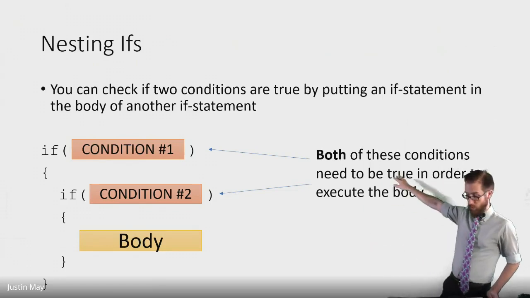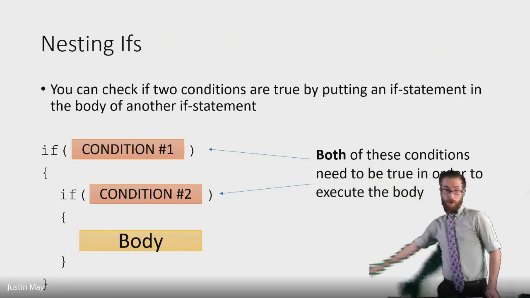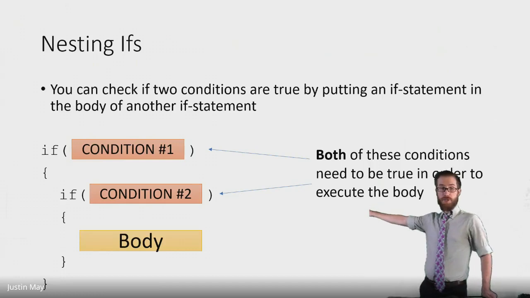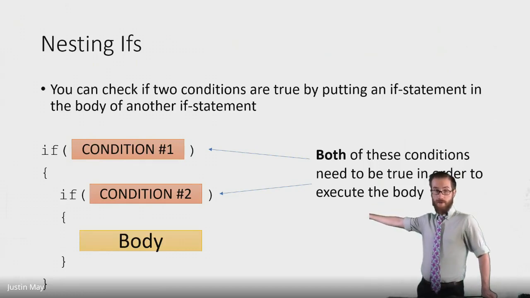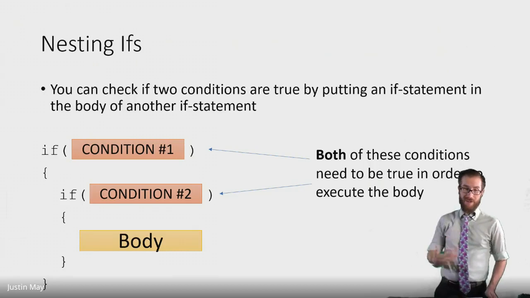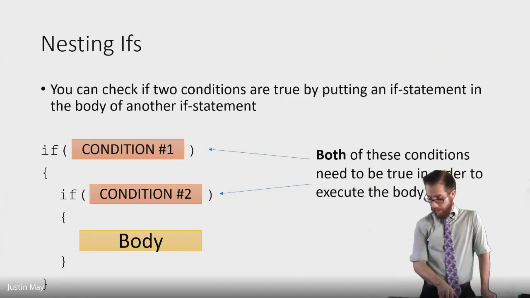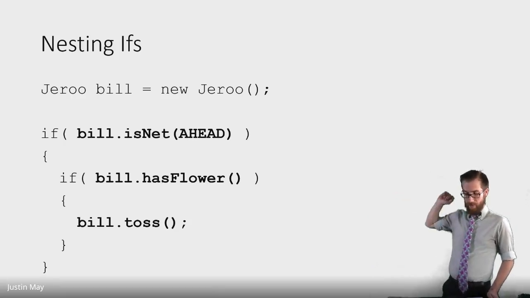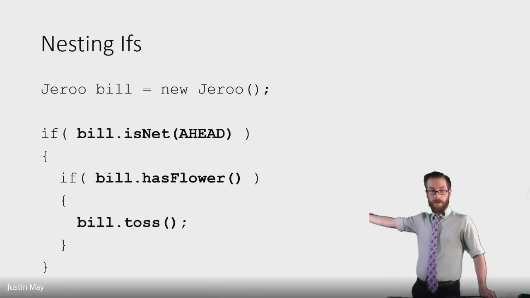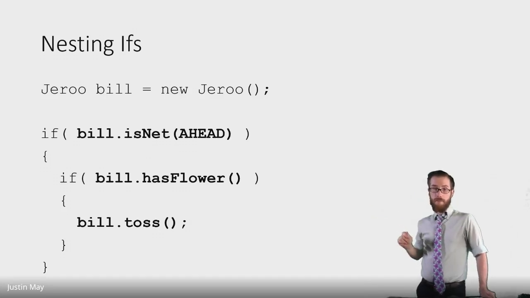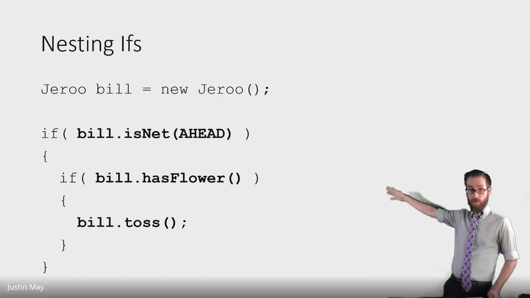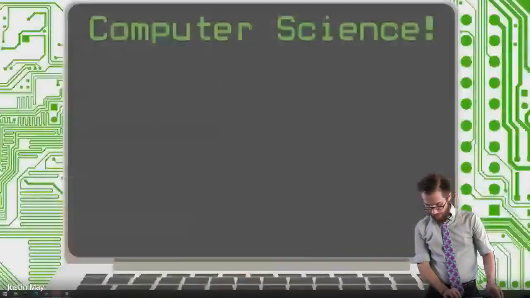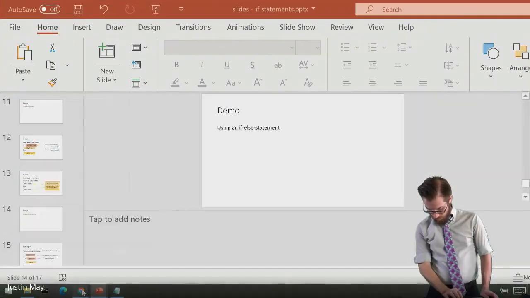If condition 1 was false, then we'll just skip all of this. We won't even check condition 2. If condition 1 is true, but condition 2 is false, then we won't run the body. So both condition 1 and condition 2 have to be true for the body to execute. So looking at this code, if there's a net ahead of Bill and Bill has a flower, then Bill will toss the flower. But if one of those isn't true, either one of them, then Bill won't do anything. So let's check that out real quick in the Drew.